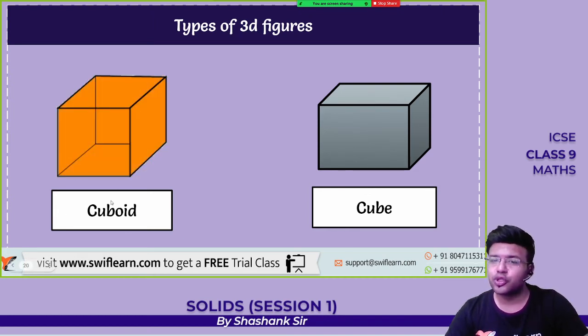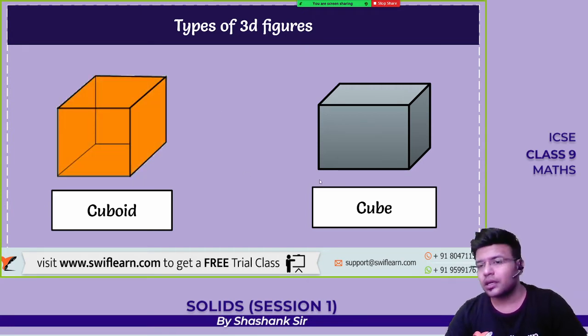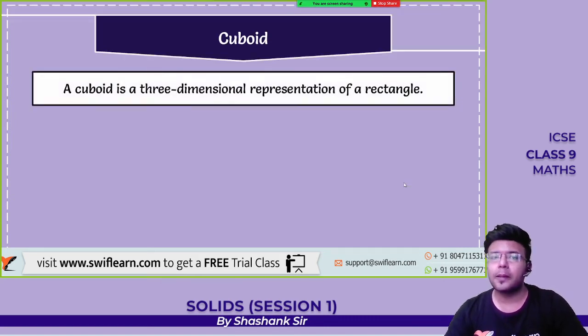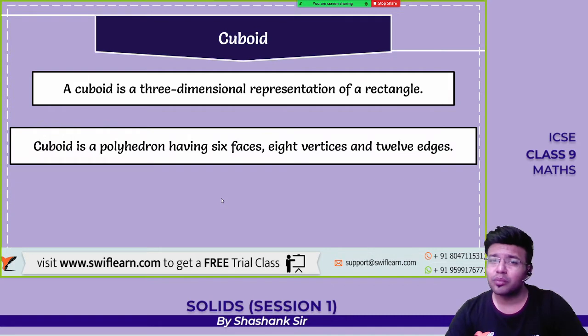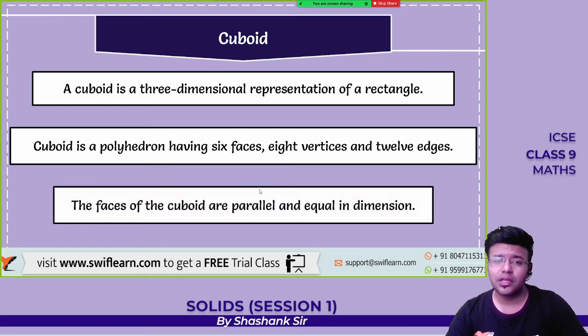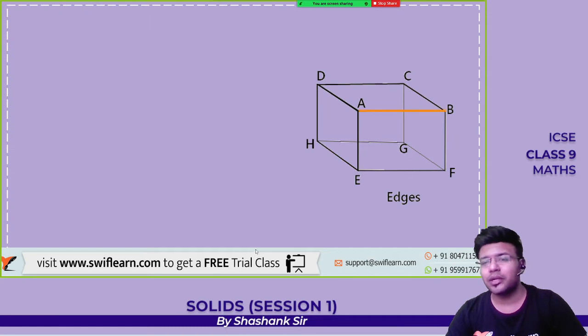Okay, so this is a cuboid. Cuboid means two dimensions are the same and the third dimension is not similar. Okay, and in a cube, all the dimensions, length, breadth, and height, are the same. A cuboid is a three-dimensional representation of a rectangle. A cuboid is a polyhedron having 6 faces, 8 vertices, and 12 edges. The faces of a cuboid are parallel and equal in dimensions.